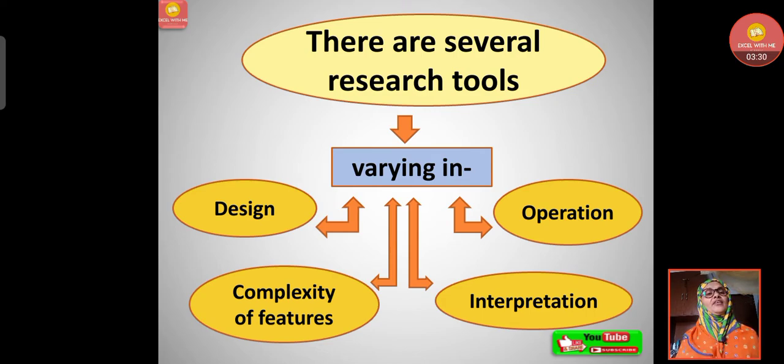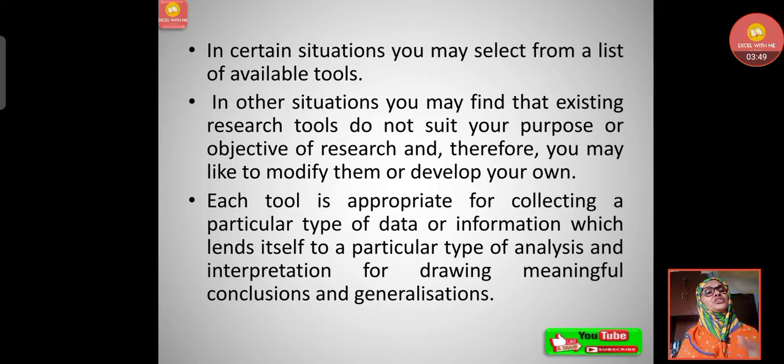They will vary according to the research or according to the things or according to the attributes your tools are operated. And also vary in interpretation, how you are going to interpret that tool, that is also vary from one another. Here in certain situations, you may select from a list of available tools. Obviously, there are n number of tools available or softwares available. You can use them directly. Maybe you can purchase them, or if they are available free also, you can use them.